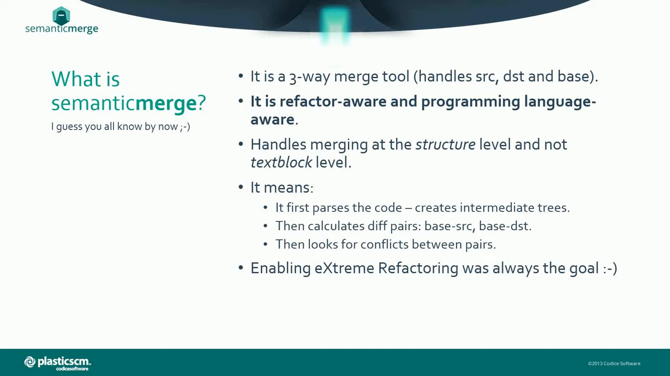So it calculates text block differences, it calculates how similar different text blocks are, and then it operates based on that. But this is completely different because it first parses the code, then it creates some sort of intermediate tree of each file, then calculates the diff pairs, I mean, the base file and the source, the base file and destination, then based on these pairs of differences, which are already semantic differences, it will go and calculate the conflicts. Right? So it's very good for refactoring and all that.